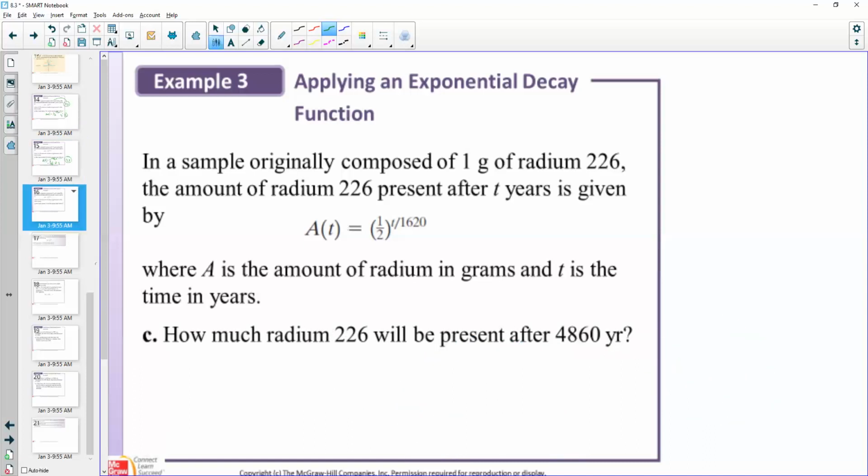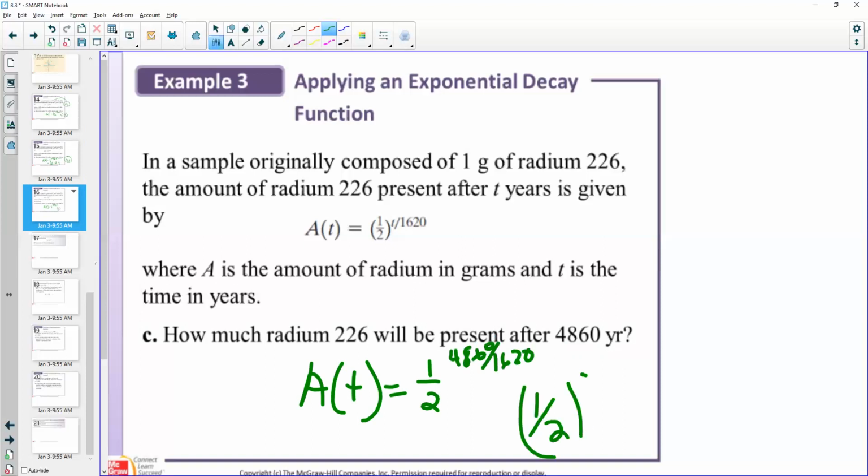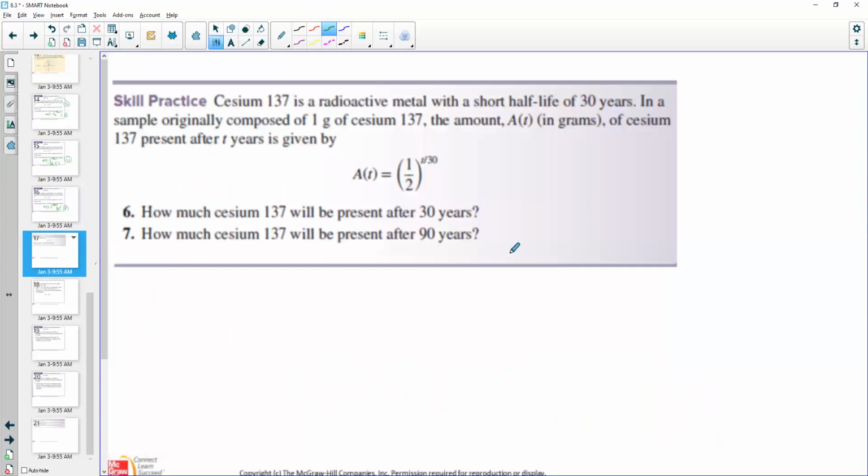All right. What happens after 4,860 years? Well, we do the same thing again, right? A of T is half to the 4,860 over 1,620. When you do that, you're going to find it divides to 3. Okay, so 1/2 to the 3rd power is 1/8. So 1/8 of that original gram is left over. And no matter how long I wait, I'm never going to have it totally gone. The fraction of what's left is just going to get smaller and smaller and smaller. Okay, these work very similarly. Try them out. Come into the discussion if you're stuck.